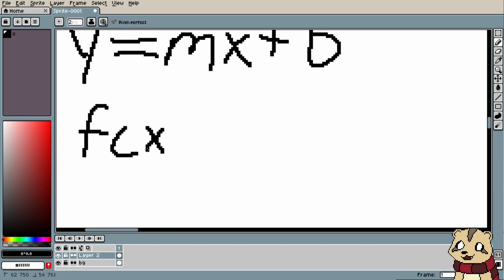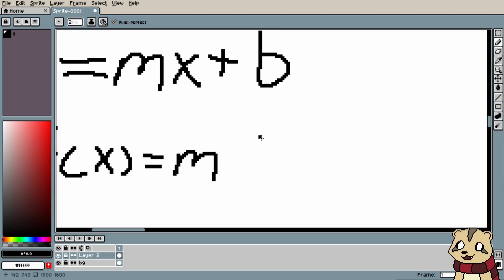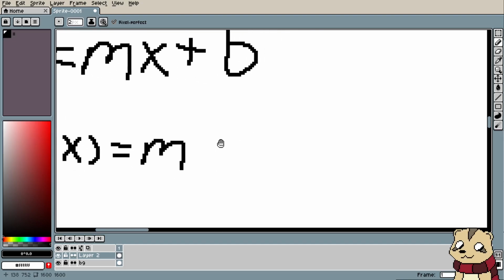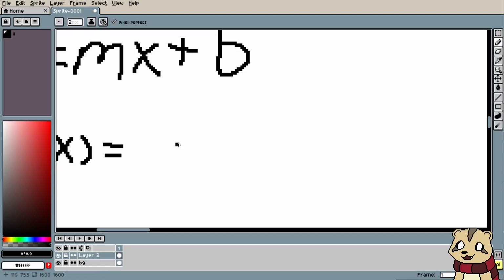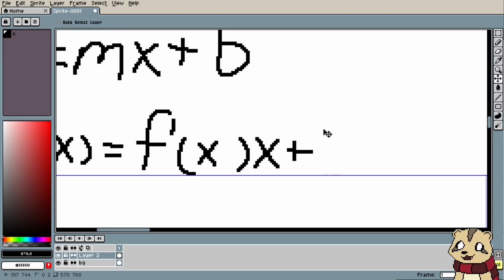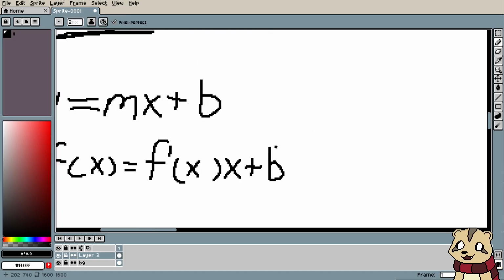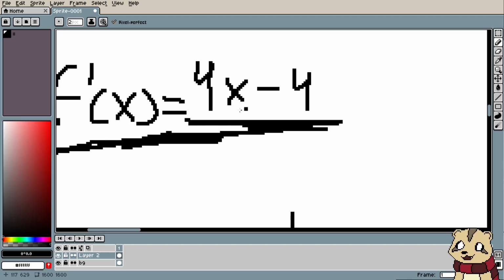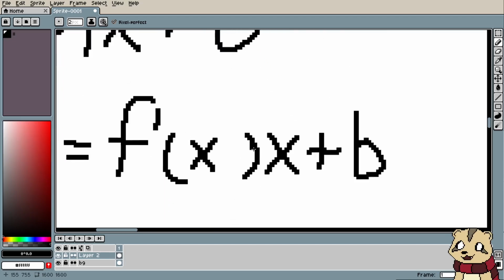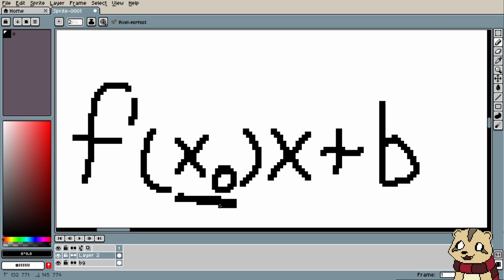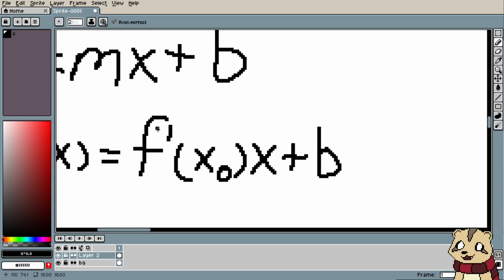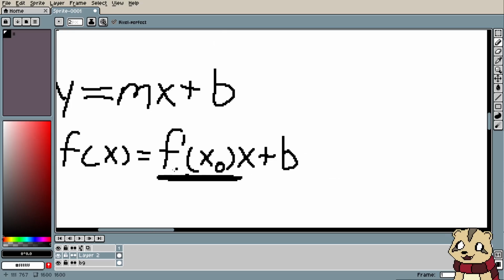But first of all, I'm going to reformat this to use f of x. And then instead of m, remember derivative, you call it f prime of x. And then there's one other thing I gotta point out, is we want a slope line at a specific point. We're not gonna put in this as is, because this is finding the slope for all points. We just want a specific point. So I'm gonna put in some specific x value, x0, into this slope. So for some x0, this is the slope at that point.